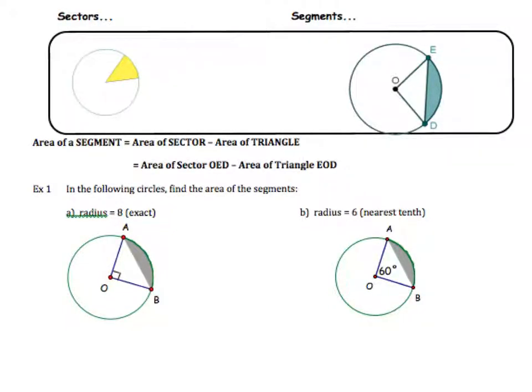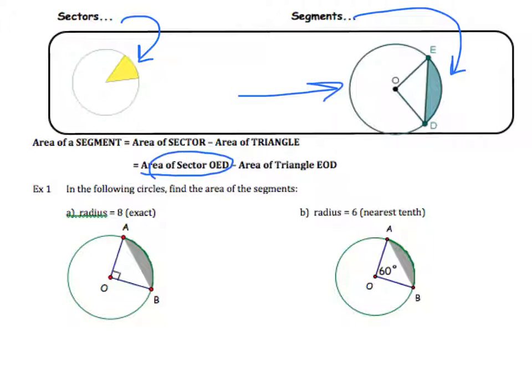So we just finished talking about area of a sector, which is this one. Now we're going to talk about area of a segment. How you find that is, if we're looking at this picture on the right, we're going to take the area of the sector OED, so that would be this whole thing. And I'm going to then take out the area of triangle OED. And that's going to leave me with that area of a segment.